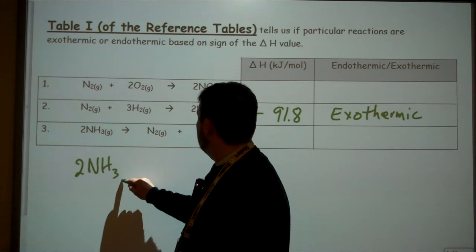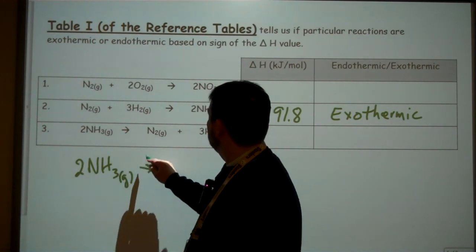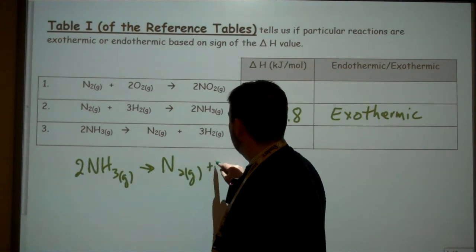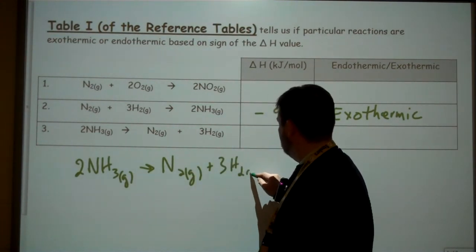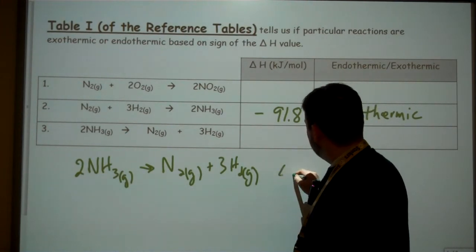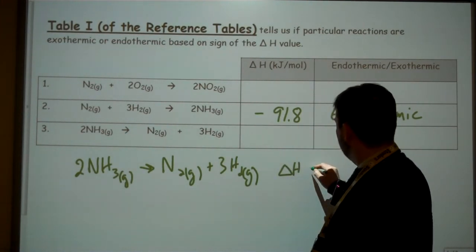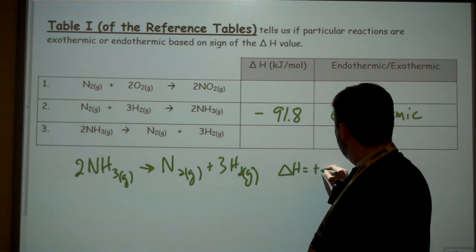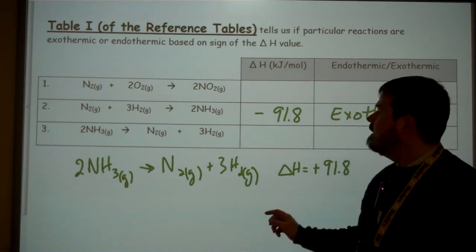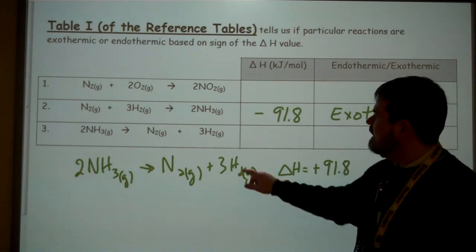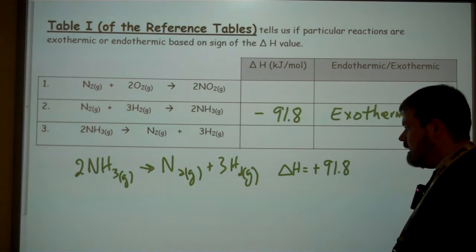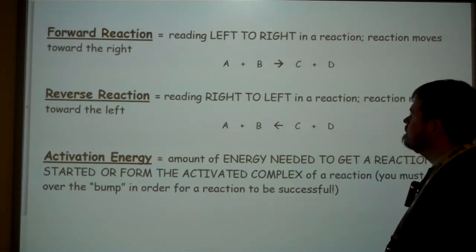2NH3 gas goes to N2 gas plus 3H2 gas. Well, guess what? This number would be the same, but now delta H, instead of being negative, would be positive 91.8. So if I go the other way, I'll be endothermic if I go backwards. And that part isn't really in the notes, but we'll throw it in there right now, just so we know. Okay?